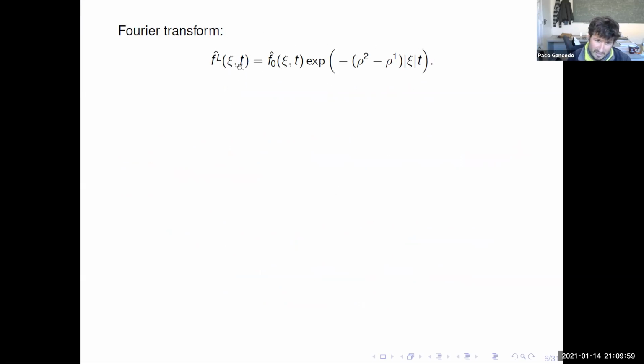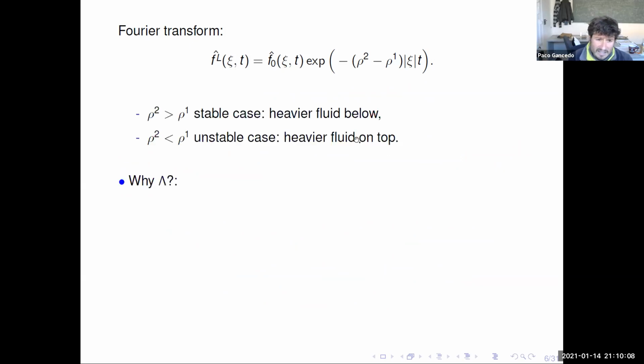Fourier transform technique. T is gonna be a parameter, and then this is my function on the Fourier side, okay? And what we see is what we have in the stable case, when the heavier fluid is below, okay, the light fluid is above, and what we have in an unstable situation when the heavier fluid is on top. Actually, what you see here is that at the linear level, this is ill-posed, okay. I can put here a C infinity function initially.